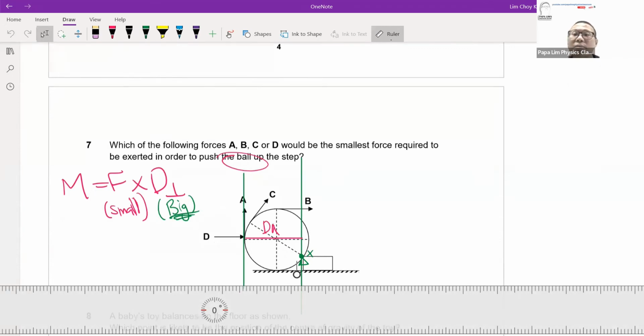Is this the biggest? No, sad to say this is not the biggest. I would say this is the second biggest. So where do we find the biggest perpendicular distance? It is option C.